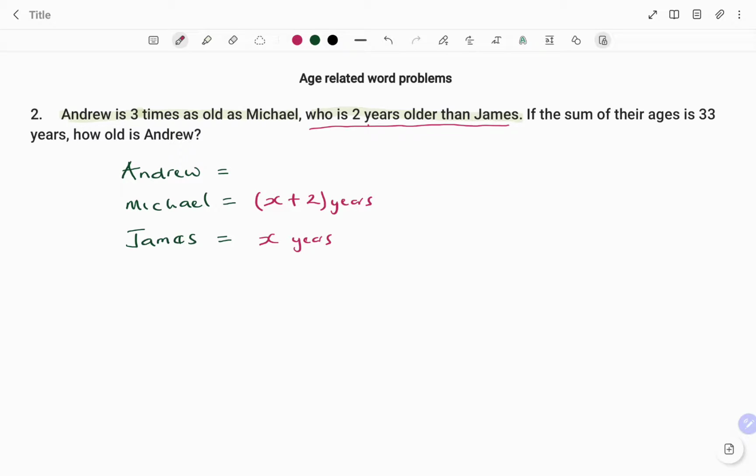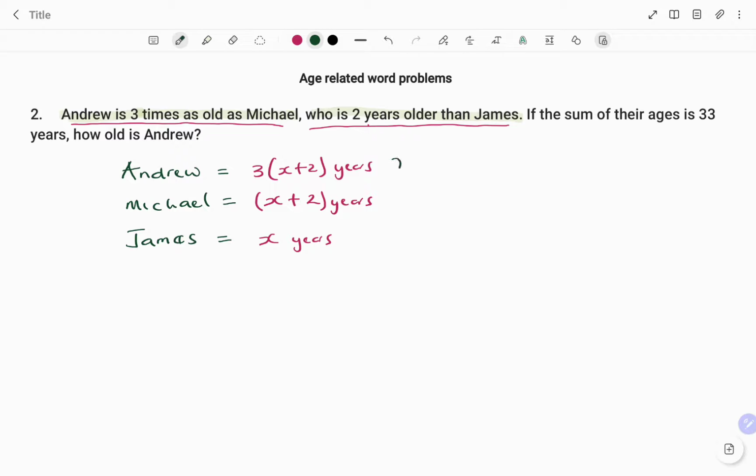And going back to Andrew, Andrew is 3 times as old as Michael. So what that means is Andrew is 3 times the age of Michael. That's 3 times X plus 2 years. The next statement says, if the sum of their ages is 33 years, how old is Andrew?